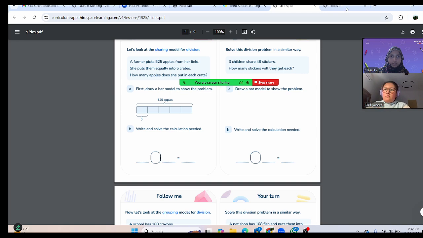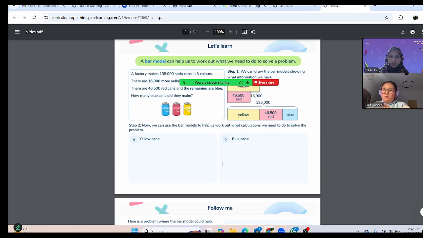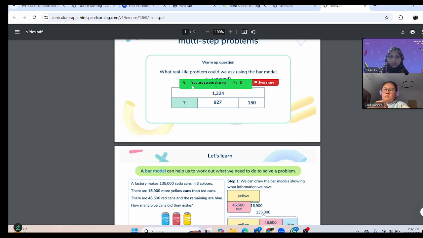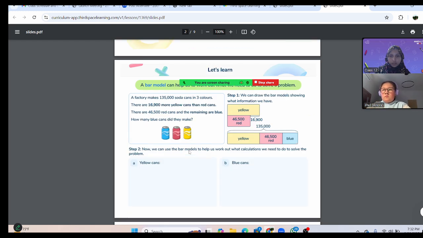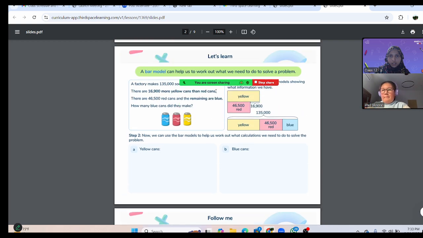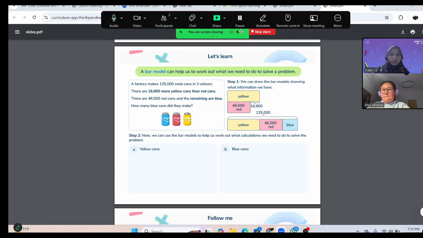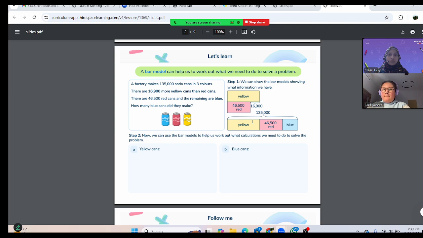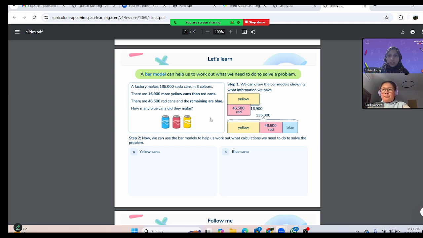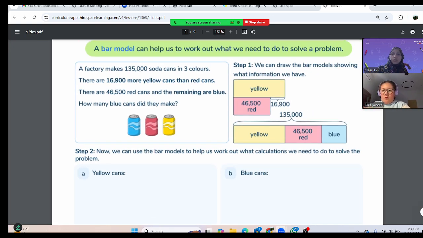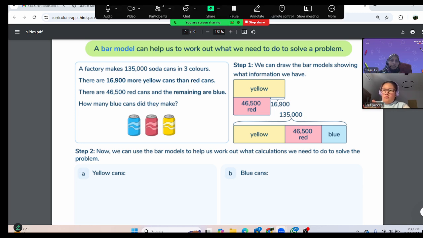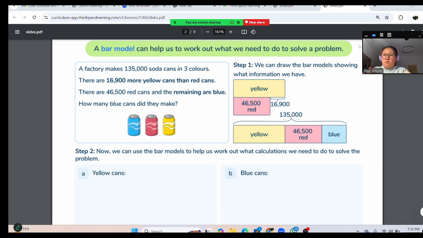So, yeah, I would explain this. Basically, the bar model can help us to work out what we need to do to solve a problem. Let's suppose there is a factory that makes 135,000 soda cans in three colors.